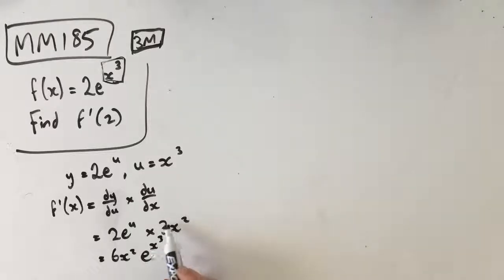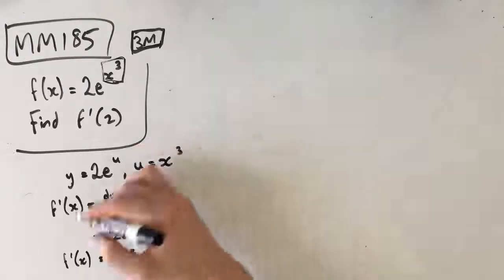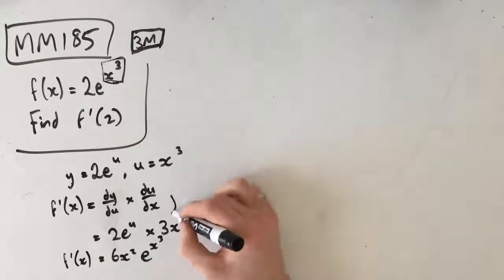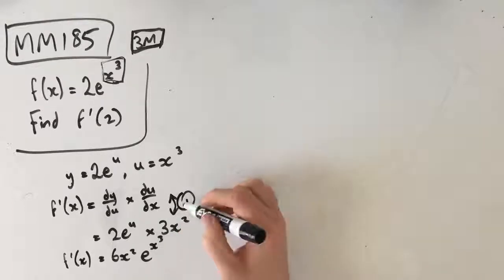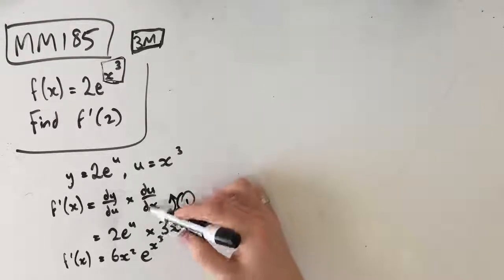So we've just taken this 3x squared, multiplied it by the 2 to get 6x squared, and then we've just replaced the u with x cubed because x cubed is equal to u. So f dash of x is equal to this. So your first mark, guys, comes between here and here. So actually realizing that it's a chain rule and plugging those values in.